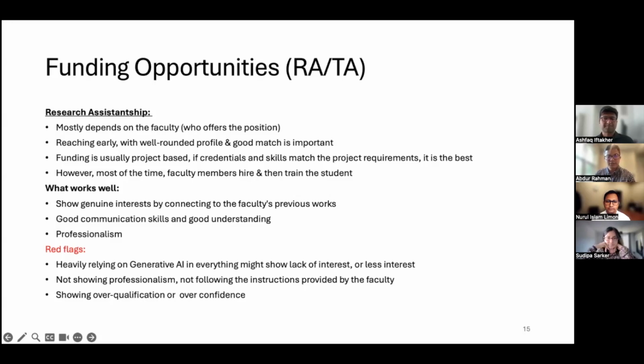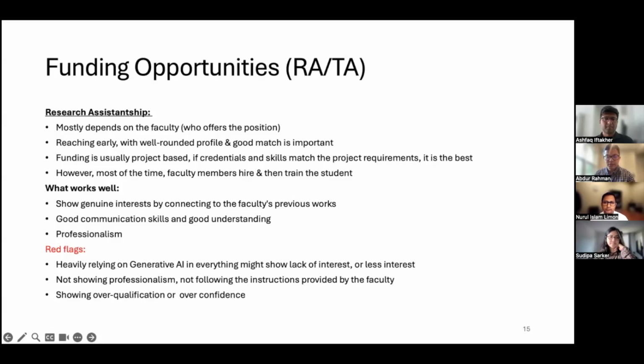For those openings, the faculty is supposed to mention that in the flyer that he may post on LinkedIn or other places. But most of the time, the opportunities are open to international students. And one more thing I wanted to mention is where to find these kinds of opportunities.